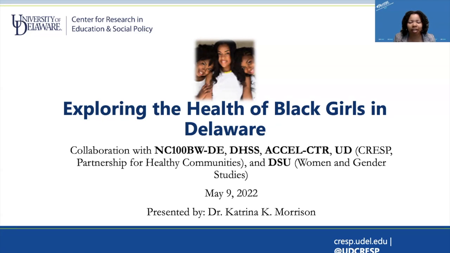This project was a true collaboration with many invested partners, including the Delaware chapter of the National Coalition of 100 Black Women, the Delaware Department of Health and Social Services, ACCEL, UD, including CRESP and Partnership for Healthy Communities, and Delaware State University. For today's discussion, I'll be focusing on findings that have implications for what we know as the social determinants of health. So that includes access to health, experiences with racism, safety, school experiences. And when I say health, I'm referring to both the physical health of Black girls and the mental health.